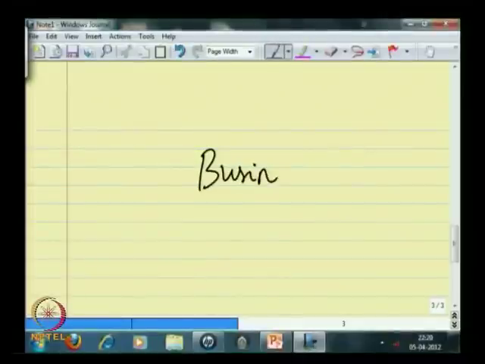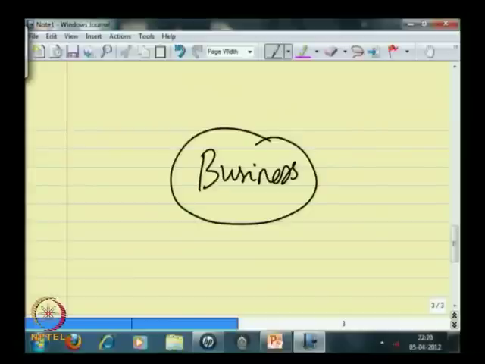Now, we assume that we accept this definition for business. Now, the next question is, how do we do a business analysis? A business analysis. To do a business analysis, we should understand that we need to have some framework that actually provides us a direction to do this analysis.